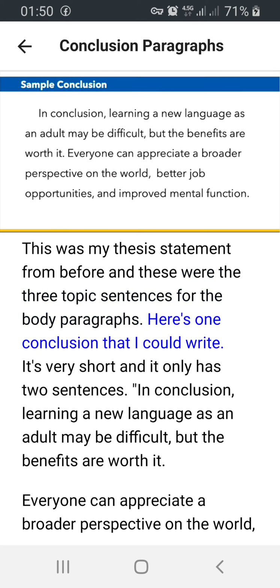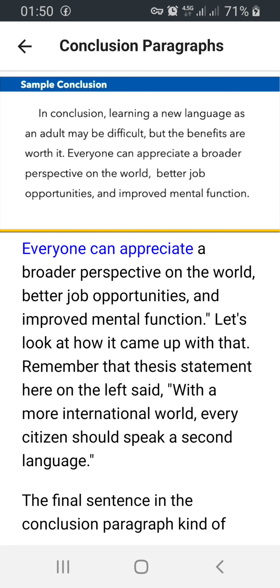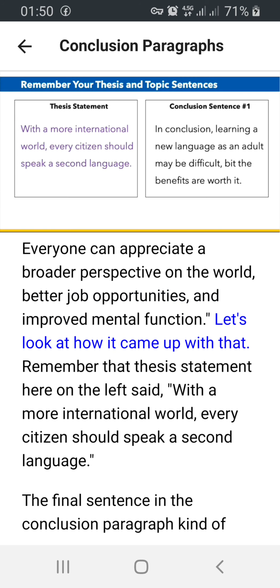Here's one conclusion that I could write. It's very short and it only has 2 sentences. In conclusion, learning a new language as an adult may be difficult, but the benefits are worth it. Everyone can appreciate a broader perspective on the world, better job opportunities, and improved mental function. So let's look at how I came up with that.